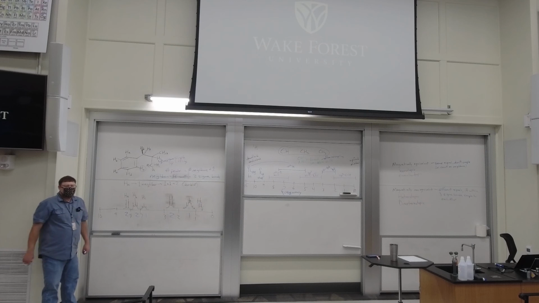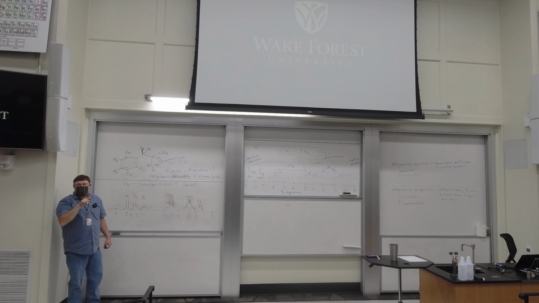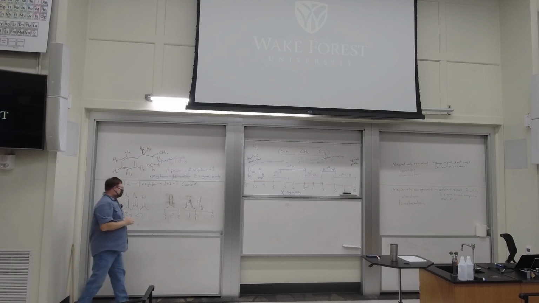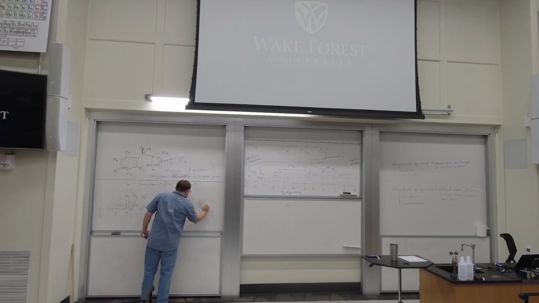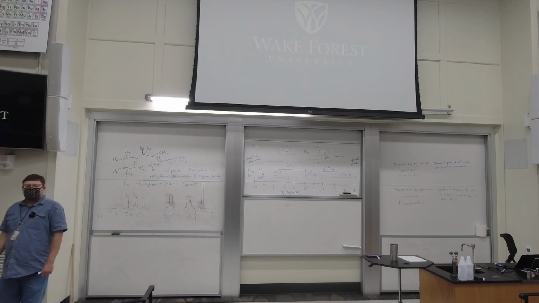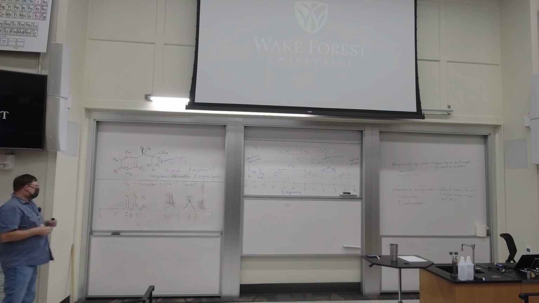All right, how many neighbors does HI have? 1. It's got 1. HH. J is too far away, and I and J can't be neighbors anyway because they're magnetically equivalent. F and G are too far away. So 1 neighbor, 2 peaks. It's going to be a doublet. I and J will be a doublet. What will that signal integrate for? It will integrate for 6.